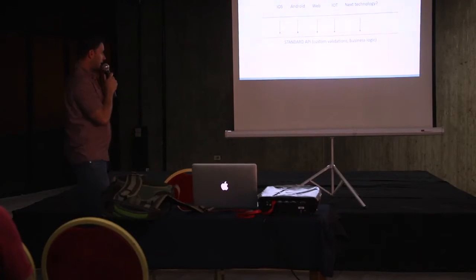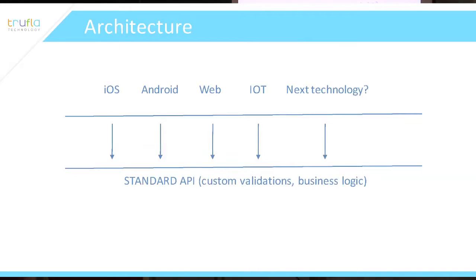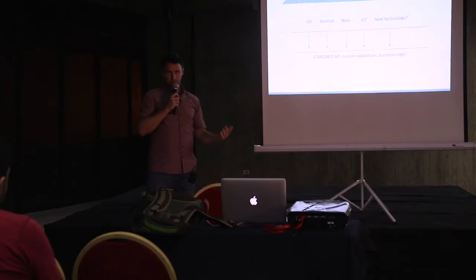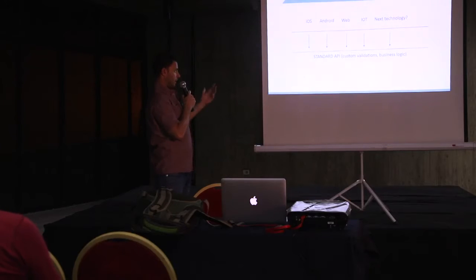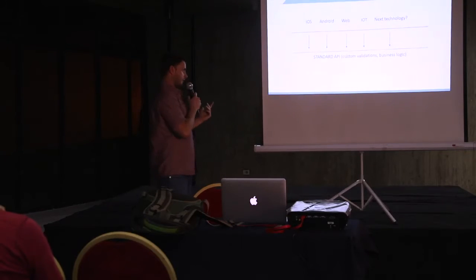And so your standard RESTful architecture is applications at the top. So iOS, Android, web, Internet of Things, and the next technology. Each one of those feeds into a standard API. So assuming there's some validation done at the top, there's going to have to be some validation at the bottom to ensure that the client is not using Postman or curl or something to bypass our client-side applications.